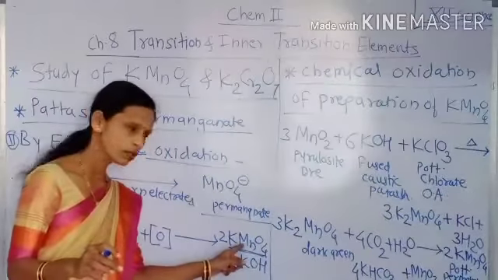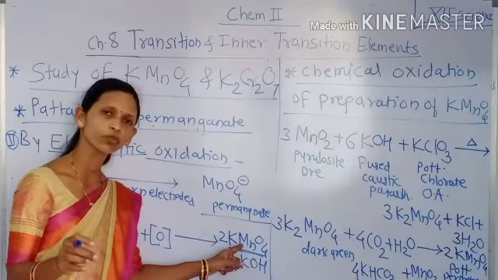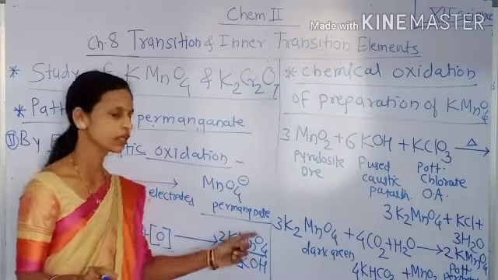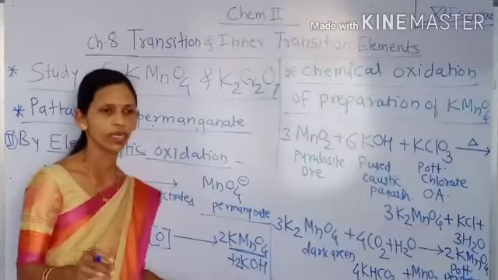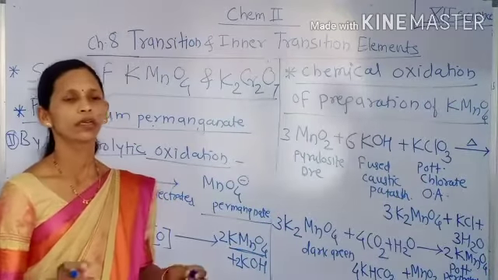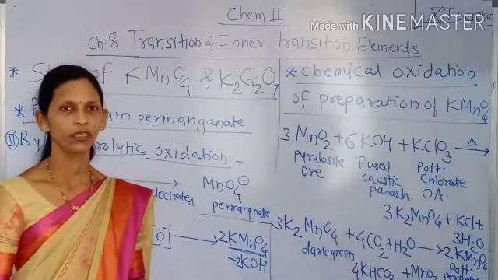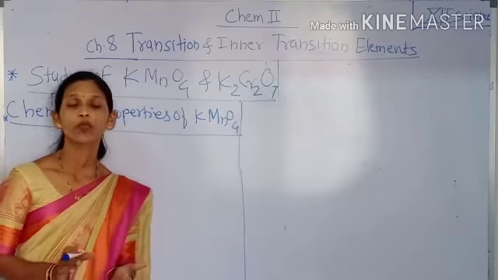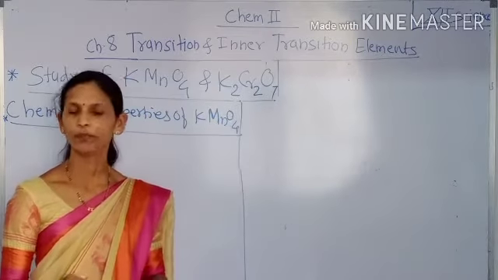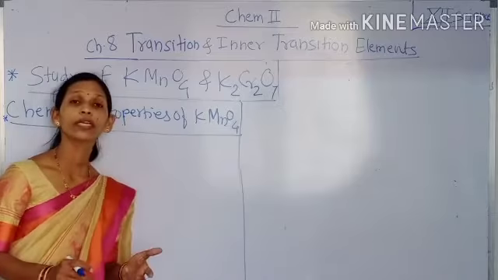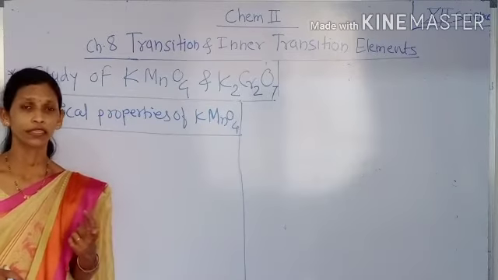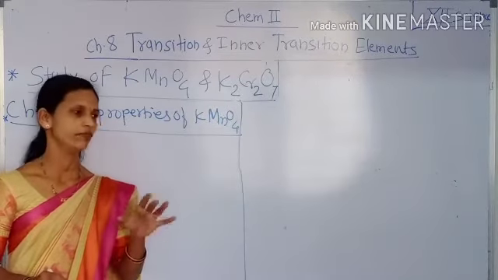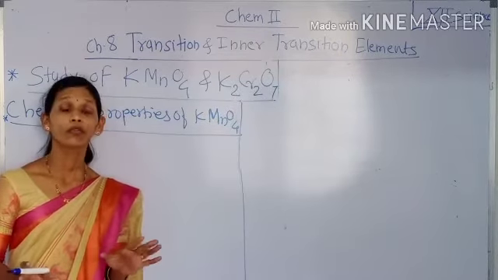Here the deep purple color solution obtained at the anode is filtered and evaporated, then crystallization of KMnO4 takes place and deep purple color KMnO4 is obtained. Now we are going to discuss the chemical properties of KMnO4, potassium permanganate. All of you are aware that KMnO4 is a strong oxidizing agent. It acts as an oxidizing agent in acidic medium as well as neutral medium as well as weak alkaline medium.